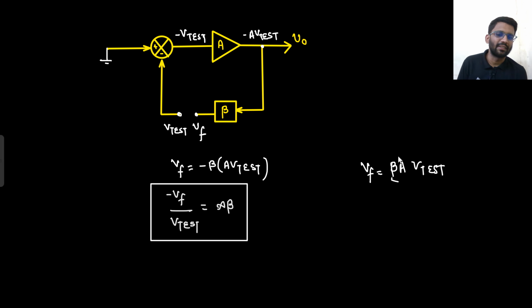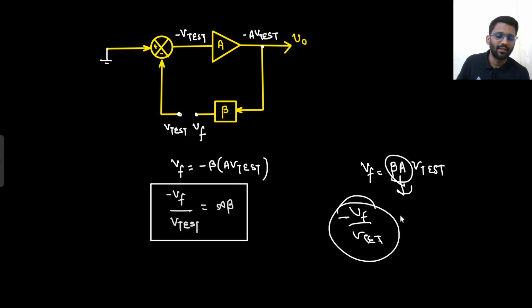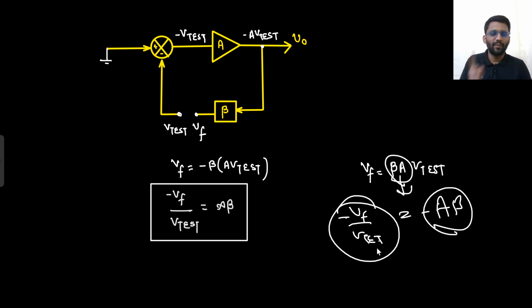So what will be Vf by V test? That will be A beta only, right? In case of positive feedback, this negative sign will not come. But your answer is Vf by V test, and then there is a negative sign. So the answer would be minus A beta, right? Sorry, in case of positive feedback, your loop gain is minus A beta. But in case of negative feedback, your loop gain is A beta. So this is what you need to remember always.